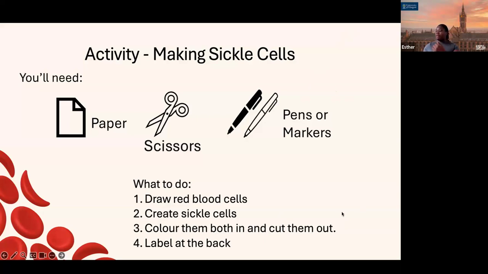So yeah, I cheated a little bit. I did a bit of a Blue Peter and I made some earlier. So I've got my red blood cell and my sickle cell. Whenever anyone's ready, you can just put them up and have a look. That's again just reinforcing all those active learning skills and things like that.